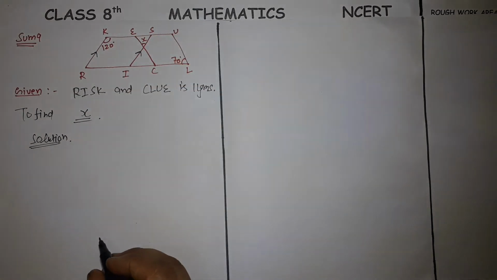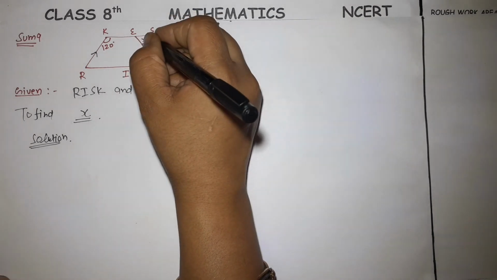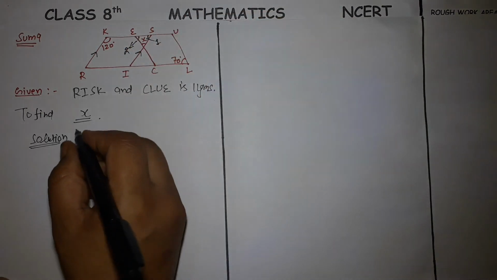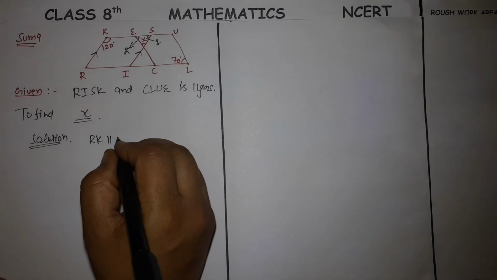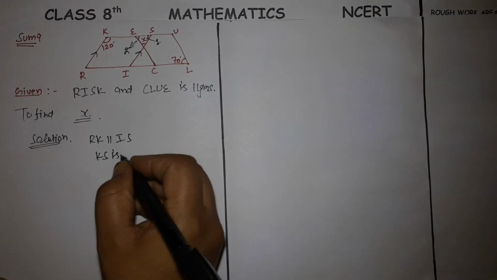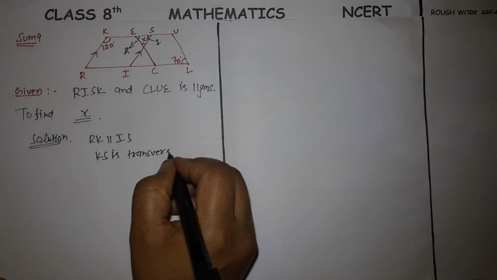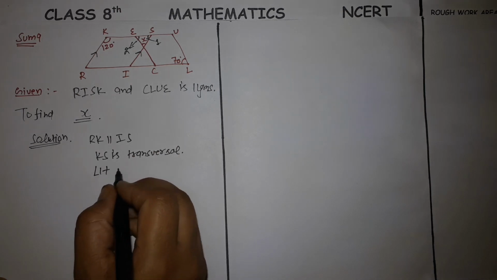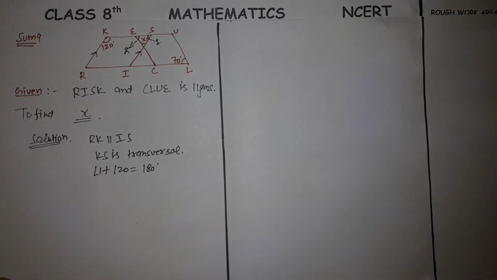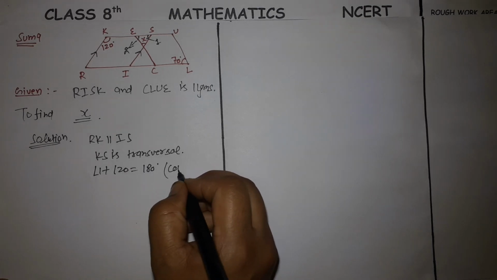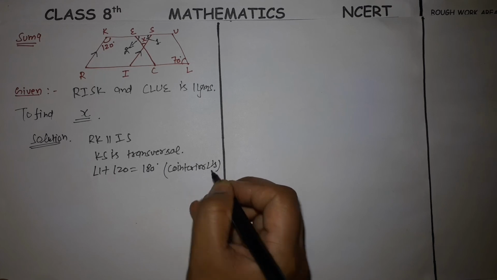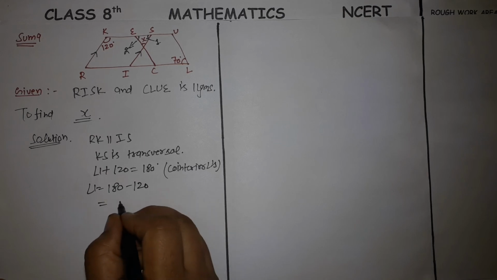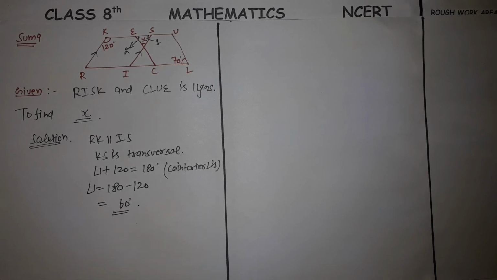RK is parallel to IS. Here I am marking angle 1, here angle 2. RK is parallel to IS and KS is the transversal. Then angle 1 plus 120 equals 180. Reason: co-interior angles. Solving, angle 1 is 60 degrees.